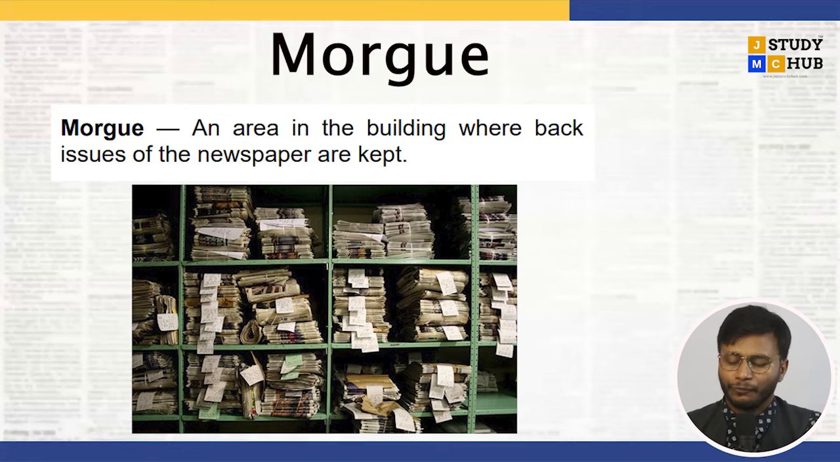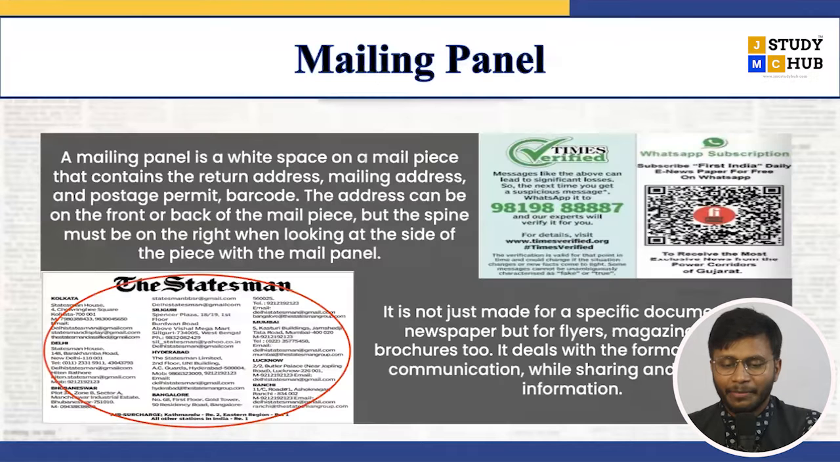Okay, so we have read about the various terminologies. These are all important in the context of the exam, as well as for information, just for the sake of knowledge, as well as the mailing panel. You can see the pictures in the slides, which help us understand the various things, like how in The Statesman and various other newspapers, the mailing panel has been placed in the form of a barcode.